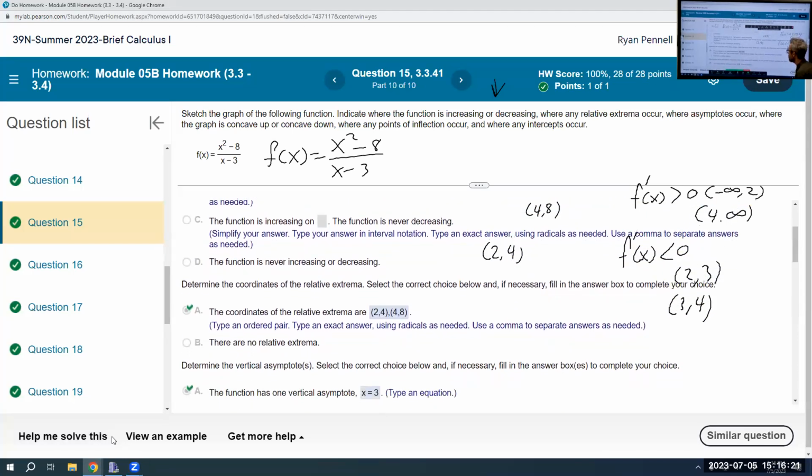Determine the coordinates of relative extrema. Well, we've already isolated that. The points 2, 4 and 4, 8 are where those occurred. It's fairly straightforward. Determine the vertical asymptote. That's very easy to do. We have x minus 3 that cannot equal 0, so x cannot equal 3. Vertical asymptote.